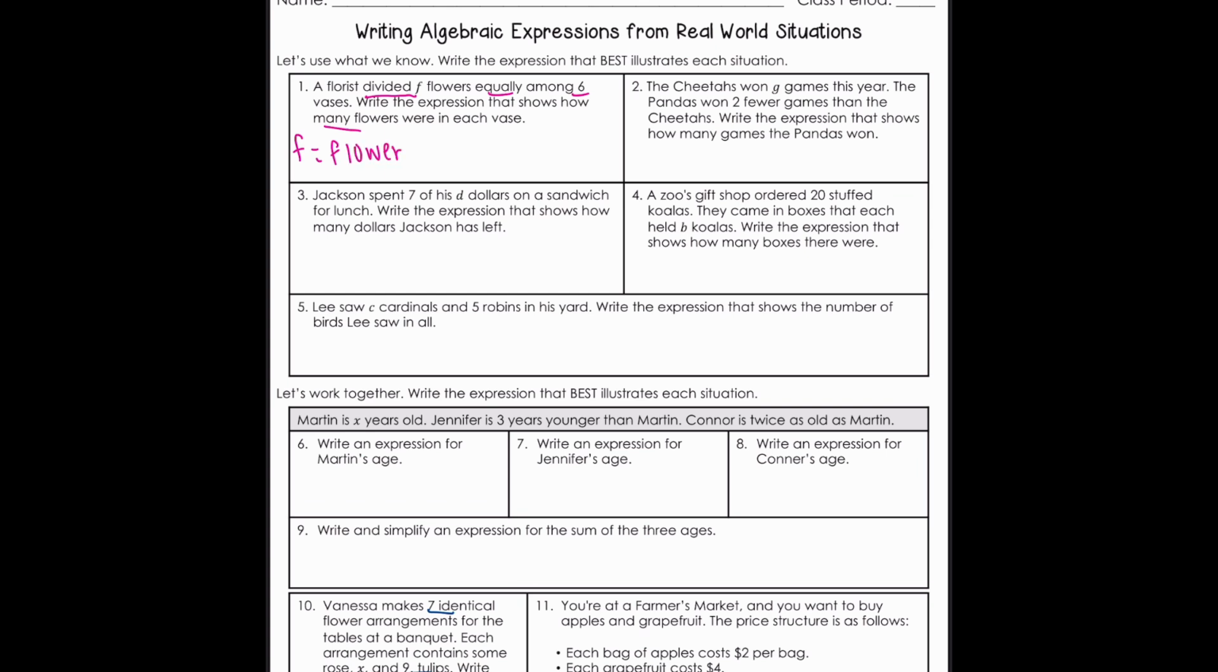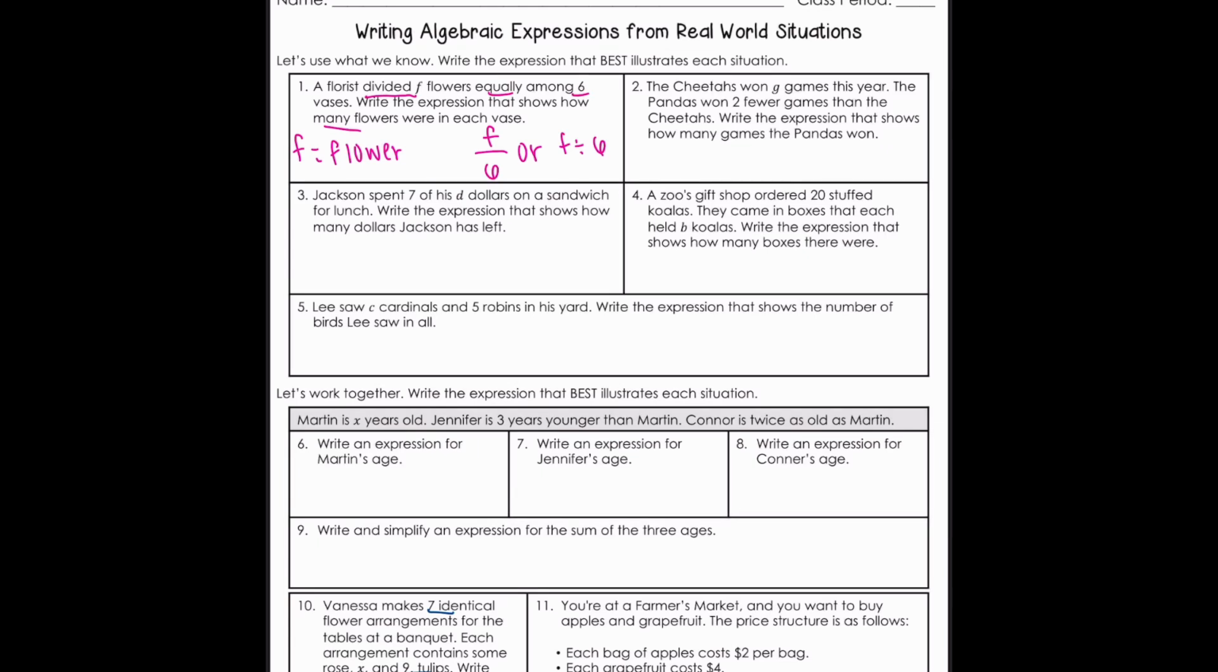Okay, then that number of flowers that we don't know is being split equally among 6 vases. So we've got our total number of flowers, and we're going to divide that up into the 6 vases. Okay, you could also write it as F divided by 6. Okay, next we're going to jump to number 3.